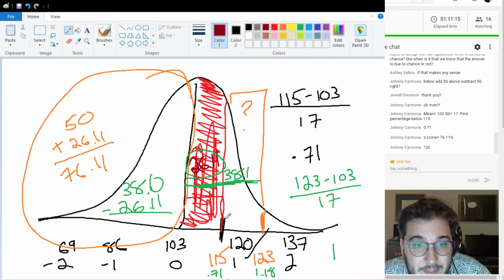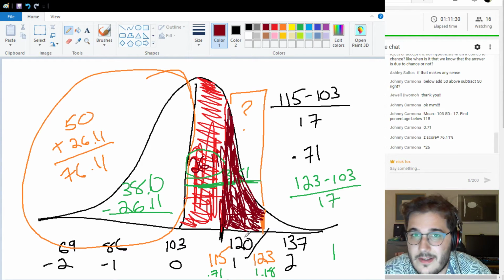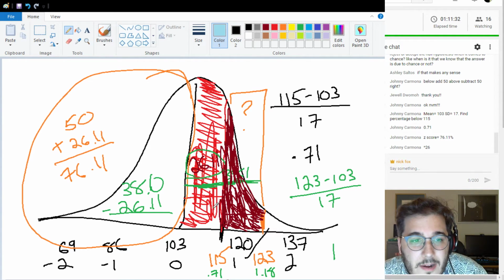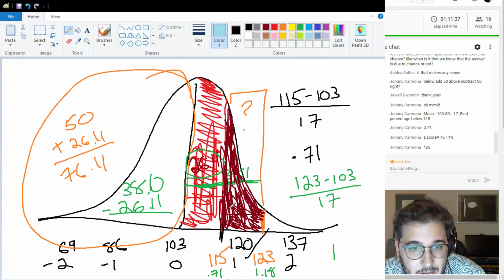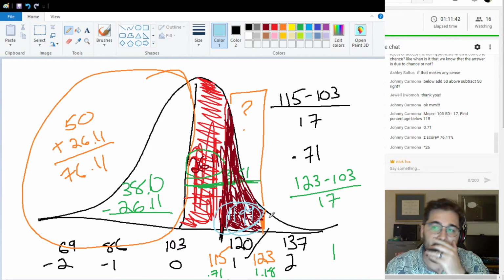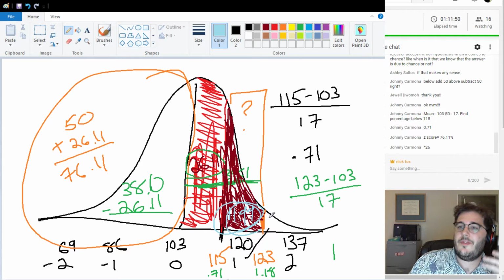So that means that this area between these two z values, this area here, is, what did I just calculate? 11.99. So see, that's where you would subtract, even though you're above the mean. It depends on what the question's asking you.